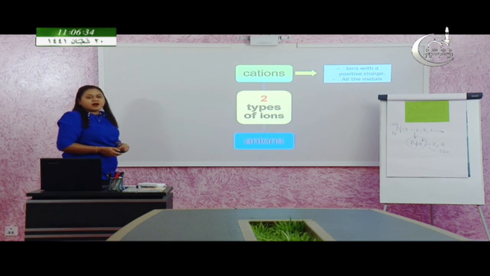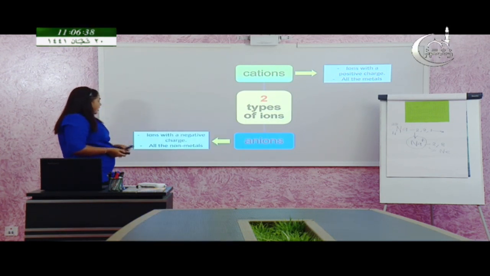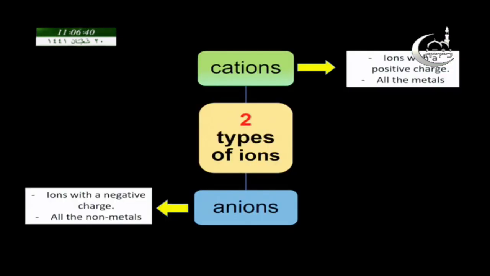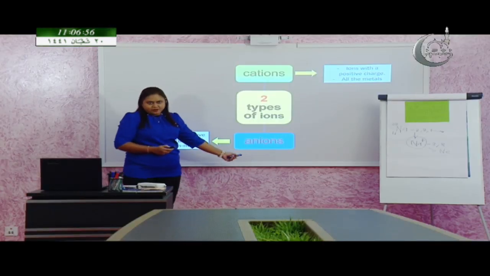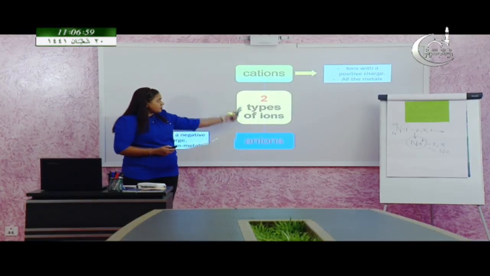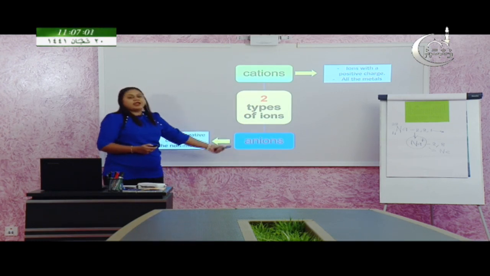The second type of ion is anions. Anions are ions with a negative charge. So cations are the metals while anions are the non-metals. Non-metals will gain electrons and they form a negative ion. They are known as anions. So the two types of ions are cations and anions.